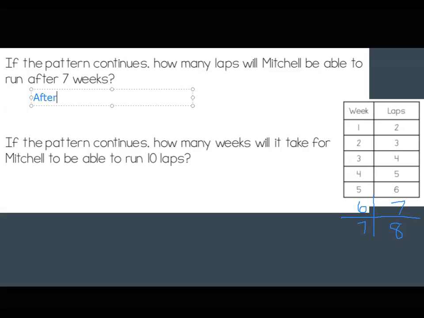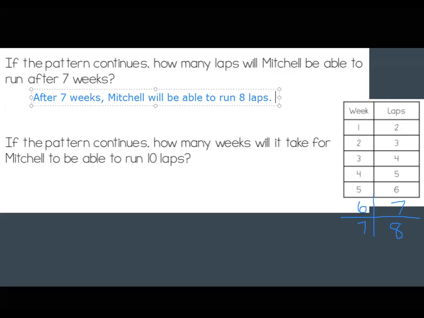So after 7 weeks, Mitchell will be able to run 8 laps. That's what we could figure out from using the information in the chart and from our graph.